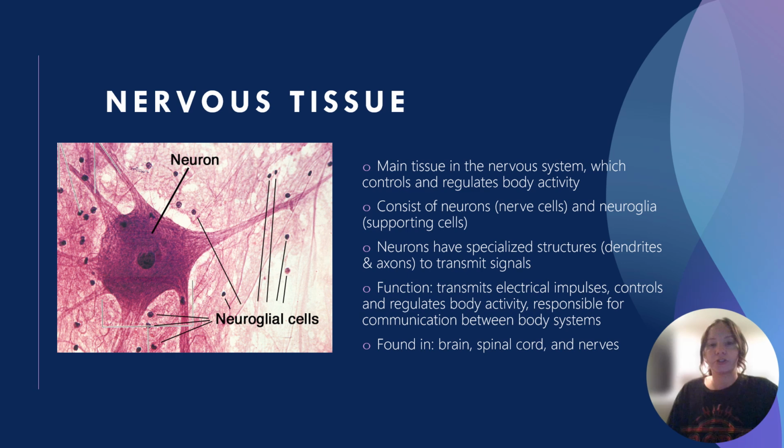The neurons have specialized structures called dendrites and axons to transmit signals. The function of this type of tissue is it transmits electrical impulses, controls and regulates body activity. It's also responsible for communication between the different body systems. You will only find these within the brain, spinal cord, and the nerves.